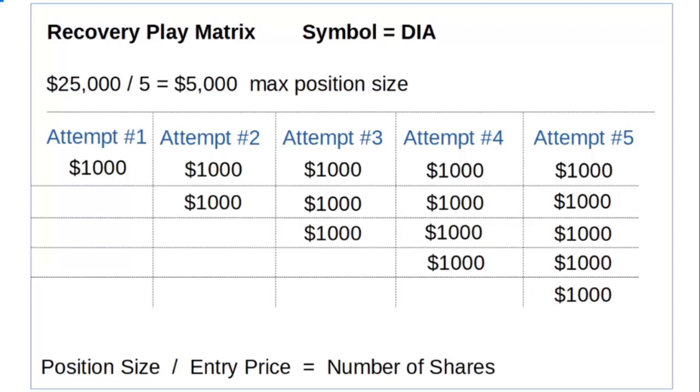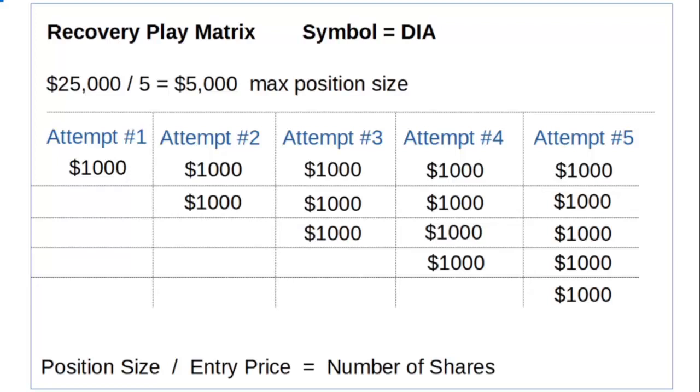Then your next attempt is a $3,000 position. So this is a kind of a modified martingale approach. In martingaling, by the way, the old martingale betting strategy at the casino is, every time you lose, you double your bet. Well, the problem with that is your bet sizes could go into the stratosphere because it's possible to lose a lot in a row, right?